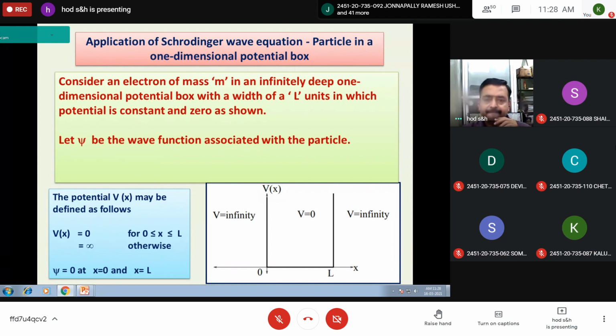Let us consider a particle of mass m in a one-dimensional potential box of length capital L.